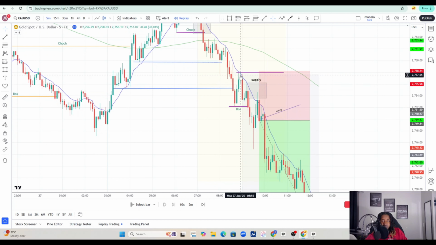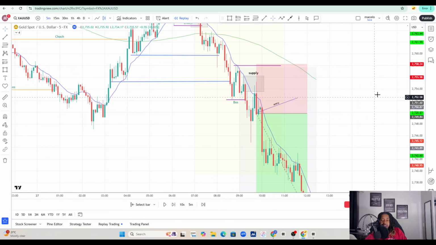So this 1, 2, 3 still didn't break structure, but then if you use these 2 candles here, then the first 1, 2, 3 actually broke structure and it left the gap. So I had this as a supply, and I also had this area here as a supply. So I was looking at both of those areas.